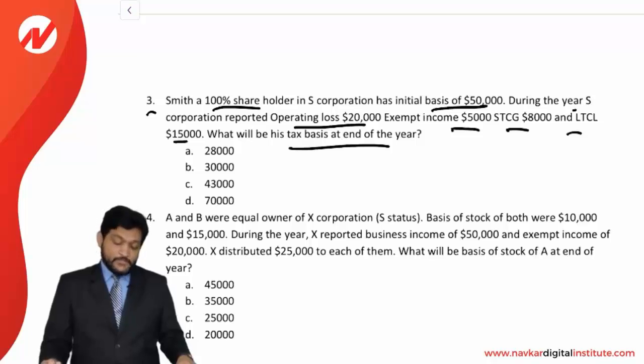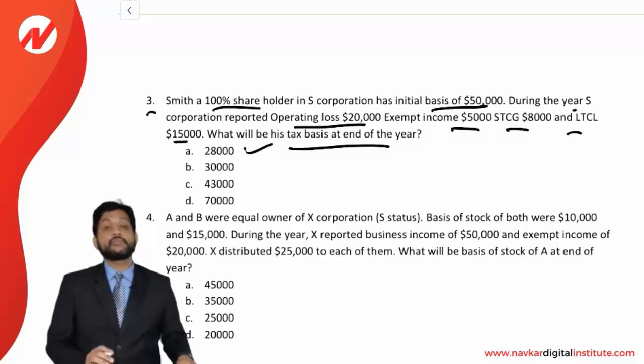Initial is 50,000. Operating loss will be reduced, 20,000 minus. Exempt income will be added, plus 5,000. STCG will be added, gain added. LTCL, loss will be reduced, 15,000 minus. So the answer is 28,000. A is the correct option. Fine.